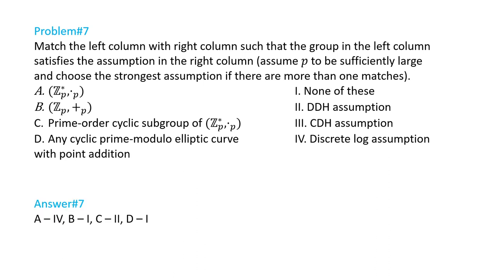So the final answer is A maps to 4. Basically, in ZP star discrete log holds true, but not the other assumptions like CDH, DDH and all. And B maps to 1, as discrete log is also solvable there. Prime order cyclic subgroup maps to 2, the strongest assumption, the DDH assumption, and D goes to 1 because any cyclic group is not the correct statement.